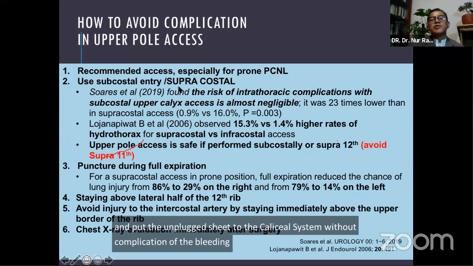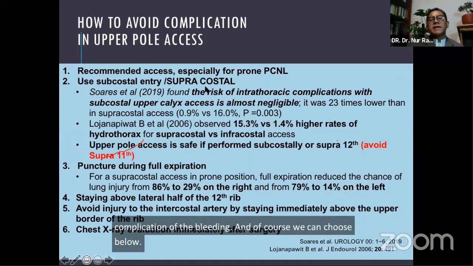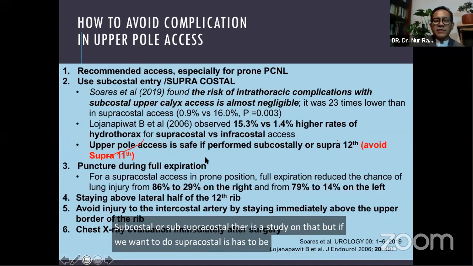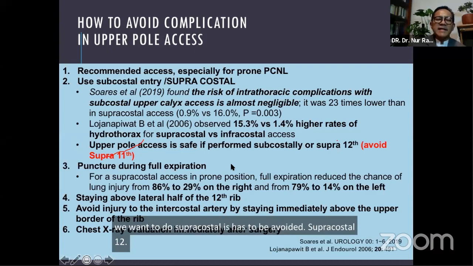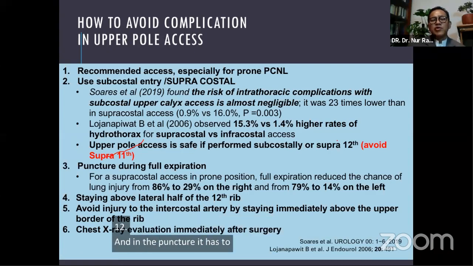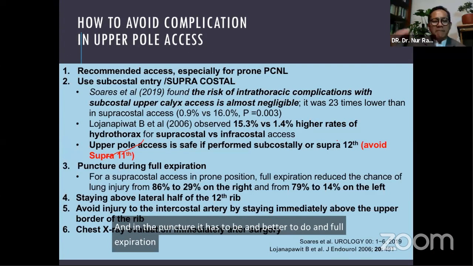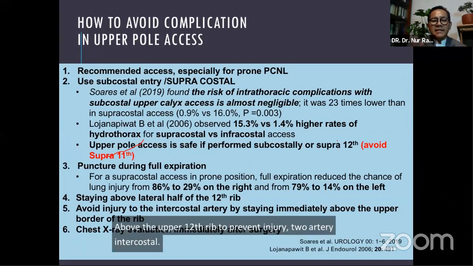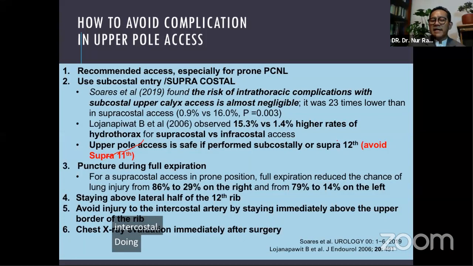And of course, we can choose below the subcostal or supracostal. There is a study on that, but if we want to do supracostal, it has to avoid the supracostal 12. The puncture is better done in full expiration because the diaphragm will be going up, still under the upper 12th rib, and then puncture just above the 12th rib to prevent injury to the intercostal artery, and do an X-ray of the thorax immediately after surgery.